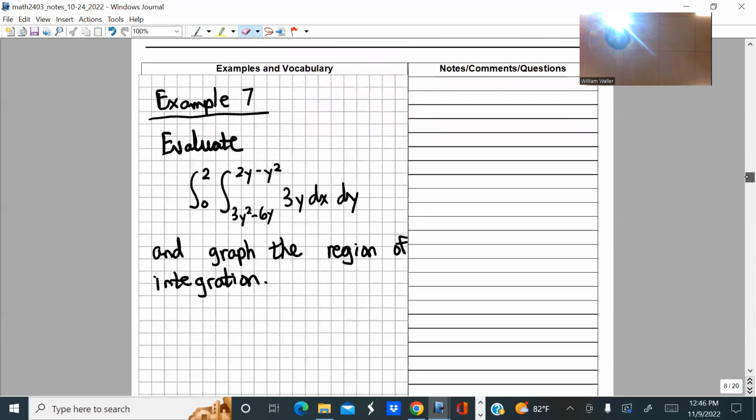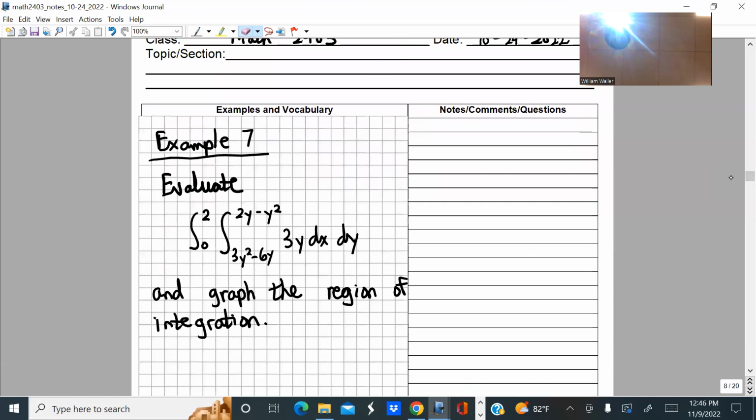Let's try another one here. So there we have another double integral. This one looks more formidable, but maybe it's not. Actually compute. And so we want to evaluate this double integral, and then we want to plot what's called the region of integration for this. Never mind what that region of integration means.